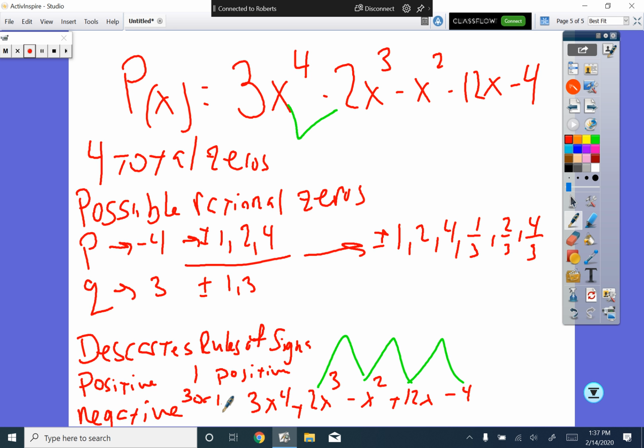So that could mean, ladies and gentlemen, I have 1 positive, 1 negative. If I have that, what does that mean? Then that means I'd have 2 imaginary, because that adds up to be 4. Because I could have 1 positive, 1 negative, so that's 2 of my zeros. How many zeros are there?